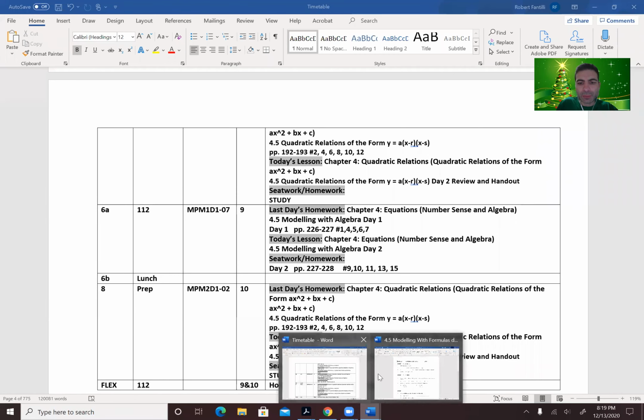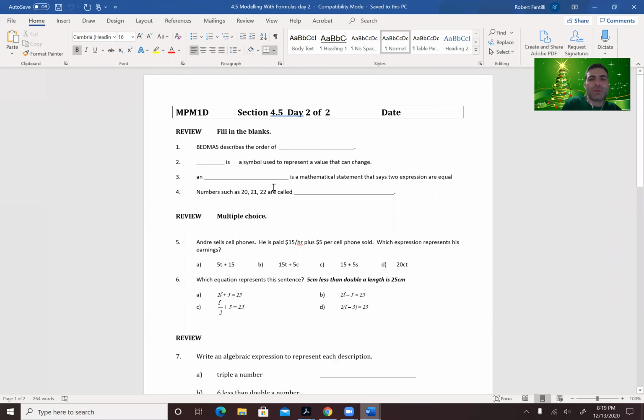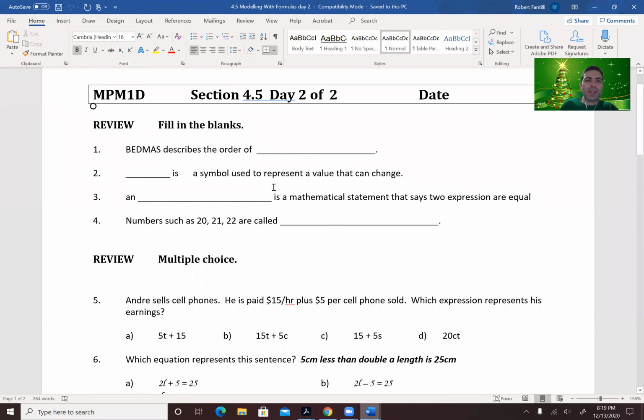All right, gentlemen, we're on 4.5, day 2 of 2, and it's the last handout before we study for our test. So let me screen share and get this show on the road. We are going to work on, not that handout, but this one right here. All right, 4.5, day 2 of 2.